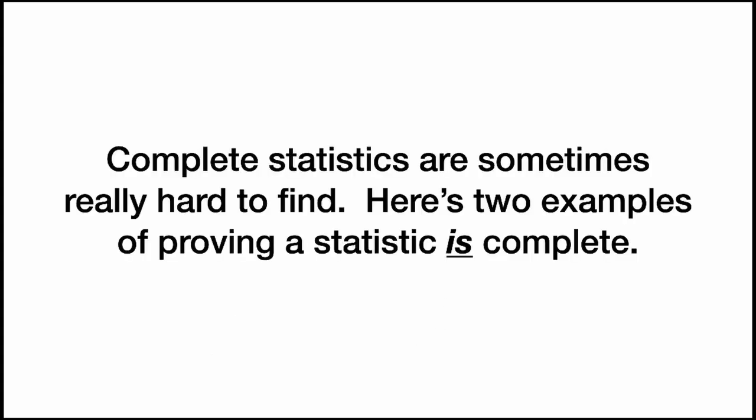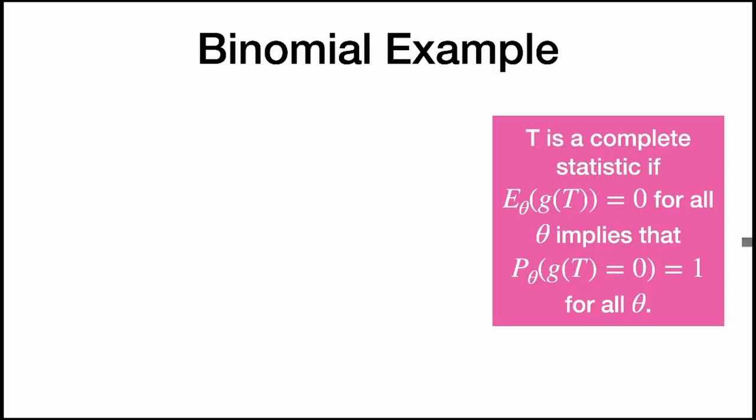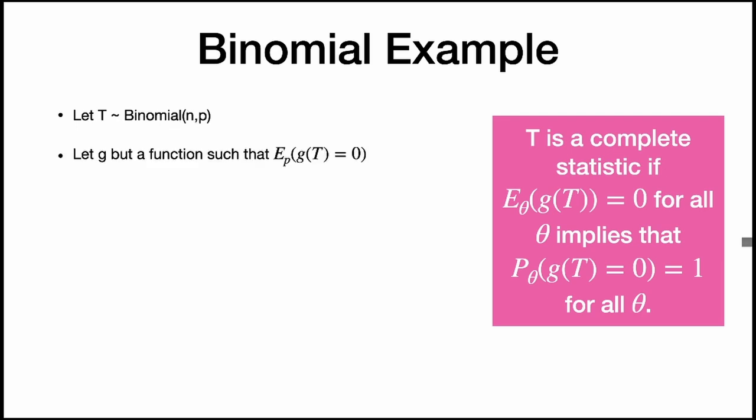So how do we find a statistic that is complete? They are really hard to find in a lot of cases. So here are two examples of proving a statistic is complete, and we'll see how hard it can be. Let our statistic T follow a binomial distribution with parameters n and p. And suppose we have a function g such that its expected value is equal to 0. So 0 is the expected value.